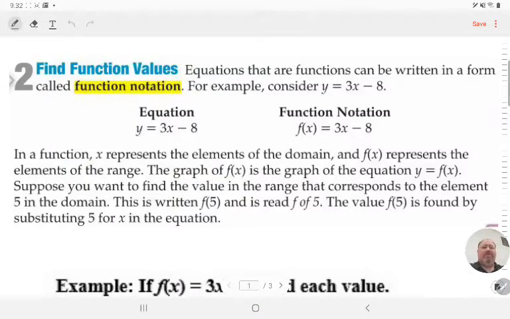Okay, back with functions part 2. So this is just looking at the functions and solving the function.